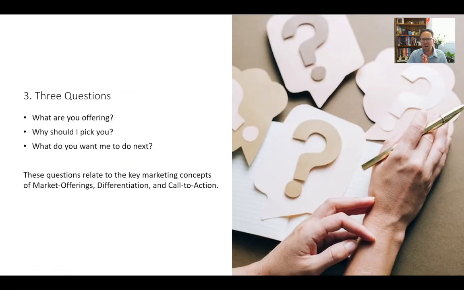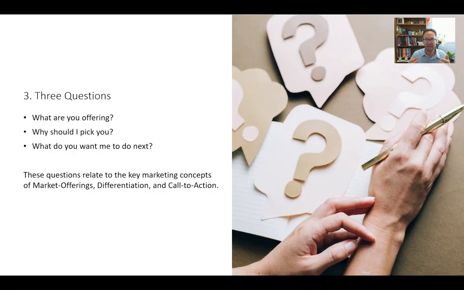Now, you should also be asking yourselves these three key questions about the design of your website. So first of all, what are you offering? Why should I pick you, or why should your customers pick you? And what do you want me to do next? Because whether customers or users on your website are aware of this or not, that's kind of what's going through their head.